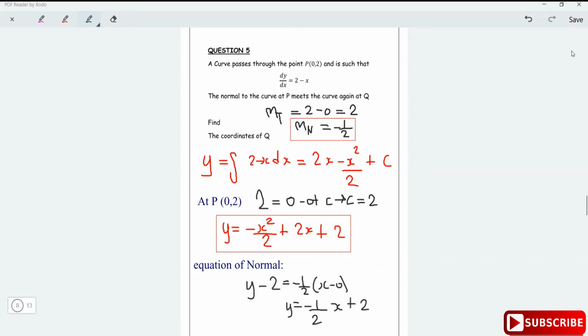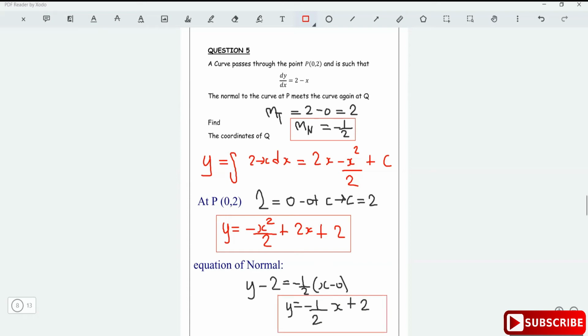Now guess what they said? They told us that the curve meets the normal at Q. So what we're going to do is solve these simultaneously to find the point of intersection, and the point of intersection is Q. So let's solve these simultaneously to find Q. All right, let's do this on the whiteboard.